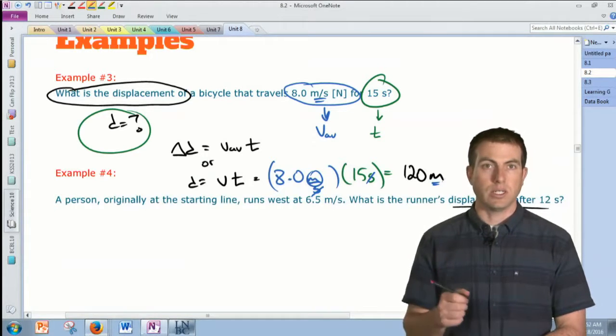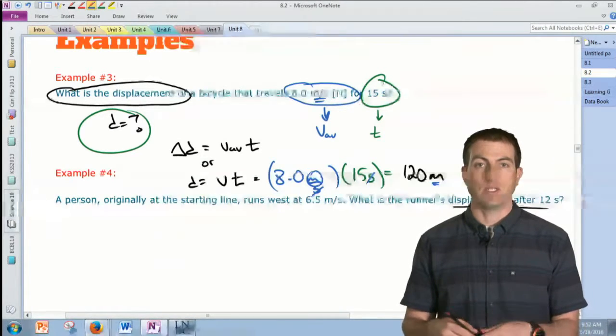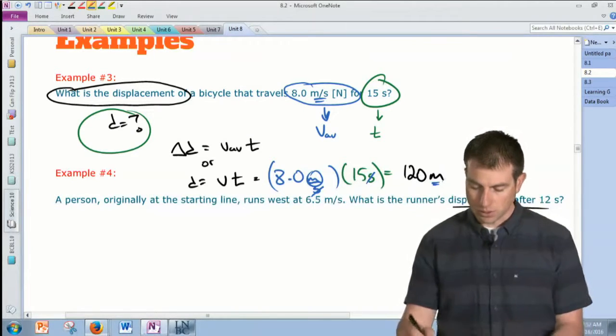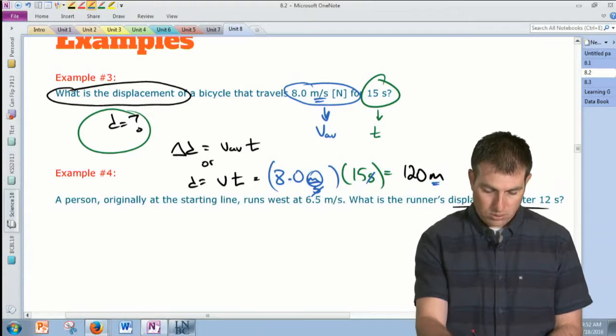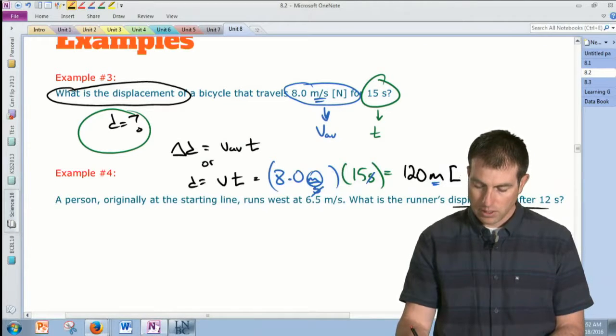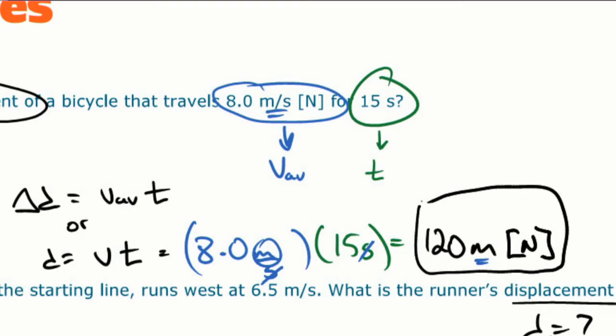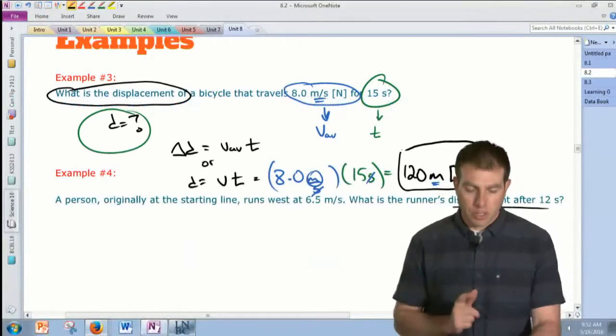One other thing I need to include here is my direction. So in the question, the distance was north, so that means the velocity was north. So my distance should also be north as well. So I'm going to include that in my answer. So 120 meters north. There you go.